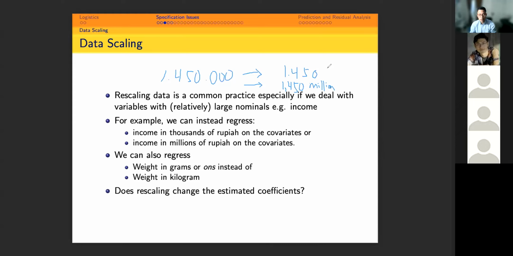That's one example. Another example is, instead of regressing weight in grams, we can regress it in kilograms, for example. Or if we need other units, it's also possible. So simple rescaling is something that is quite convenient to do. Any questions up to this point regarding the concept of data scaling?